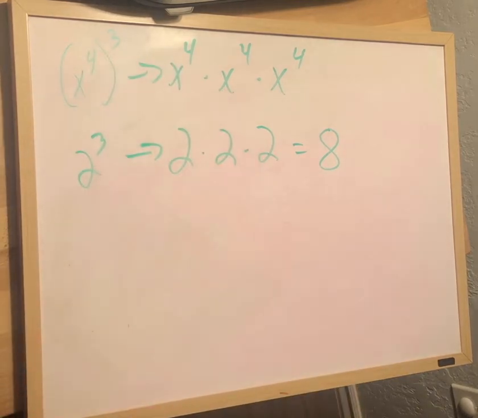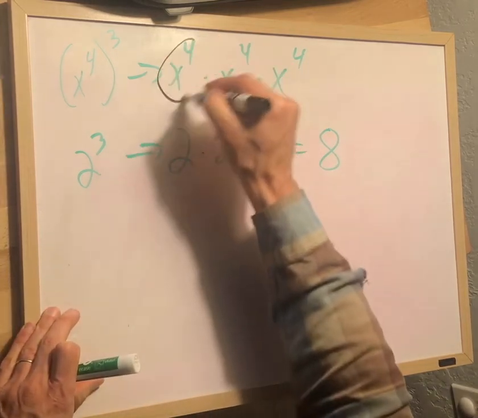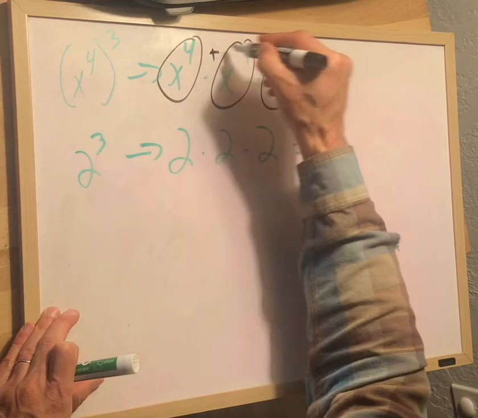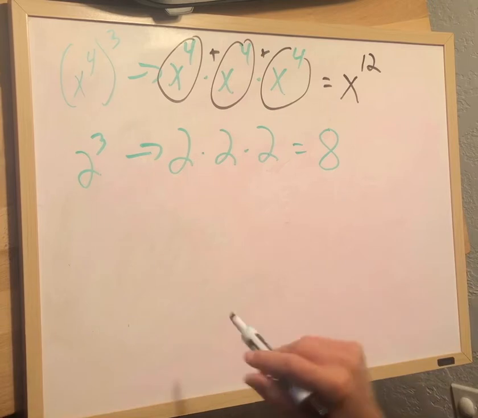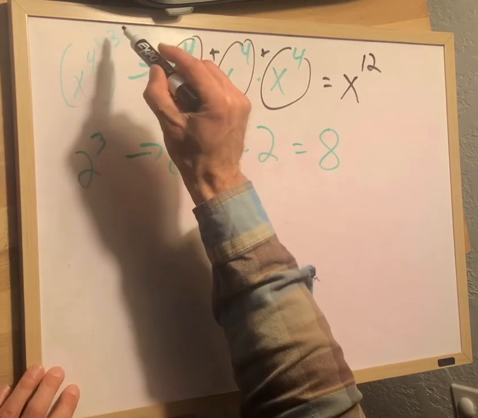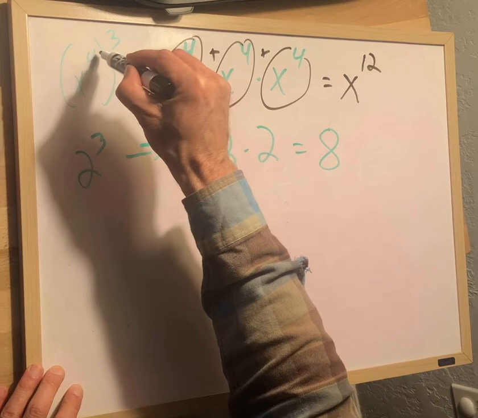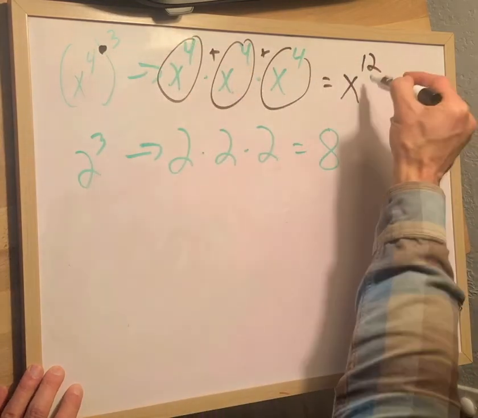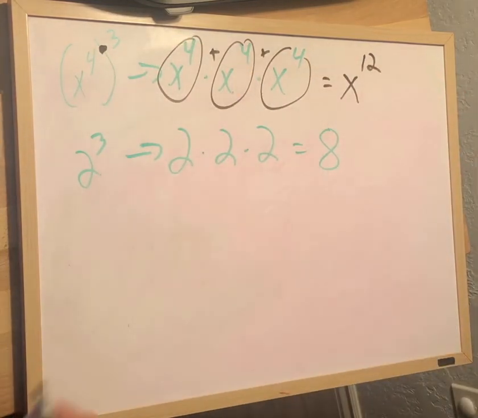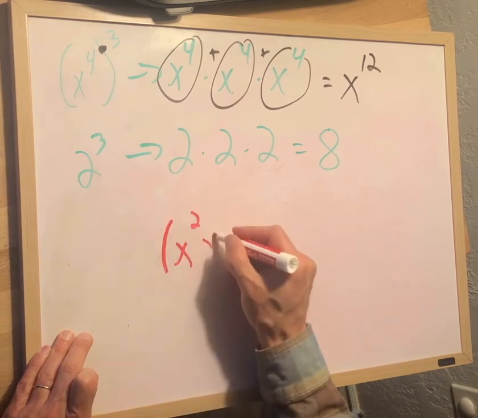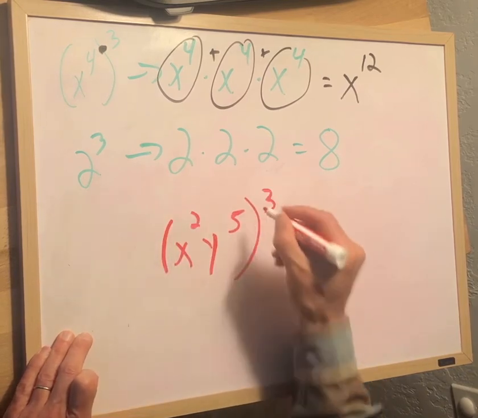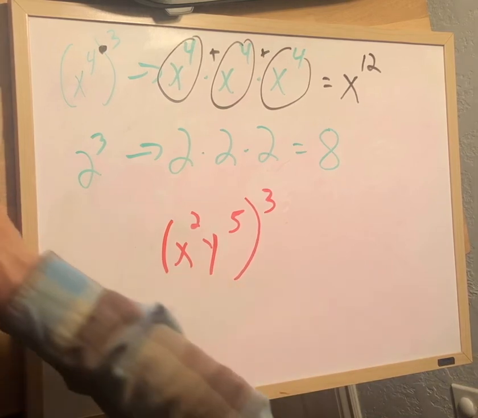Now remember, from the last concept, what happens when you multiply bases that are exactly the same? You add the exponents. 4 plus 4 plus 4 is x to the 12th. So a shortcut that I show you is whenever you have an exponent outside of a parenthesis, you just multiply. 4 times 3 is 12. But then I give you an example question. With the notes, pause the video, see if you could do this example question. x squared, y to the 5th, all to the 3rd. Pause the video and see if you can do this.